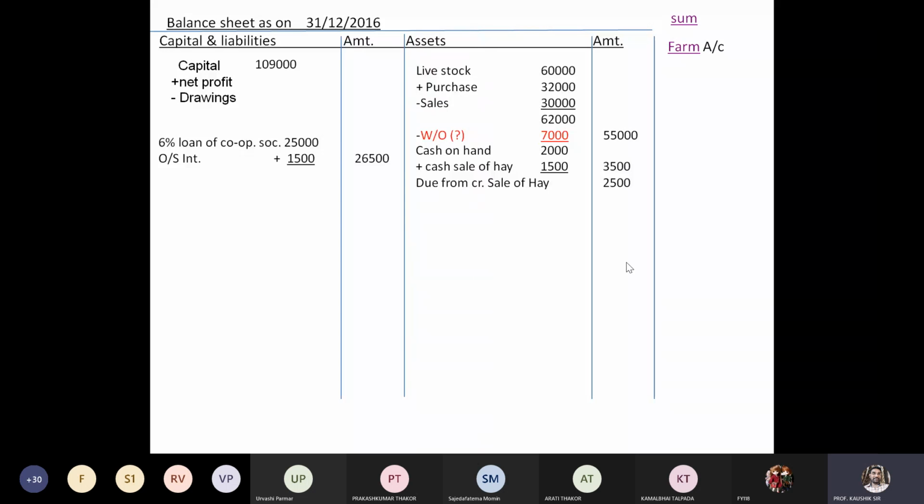Friends, here total sales 4,000 as an income, credit side of the farm account, total 4,000.